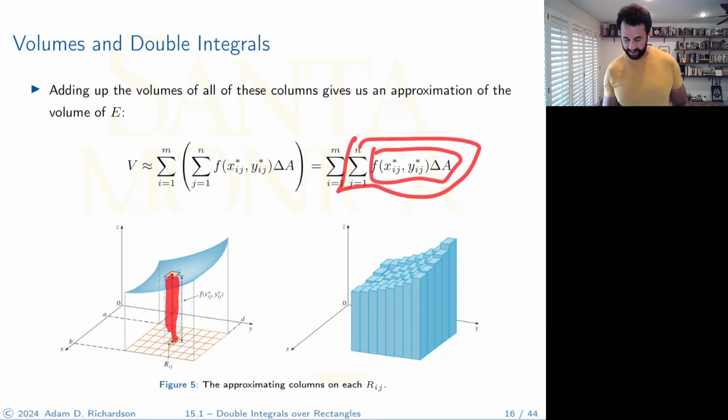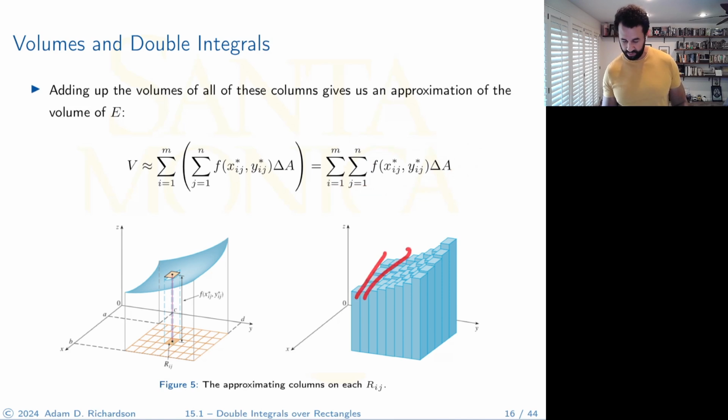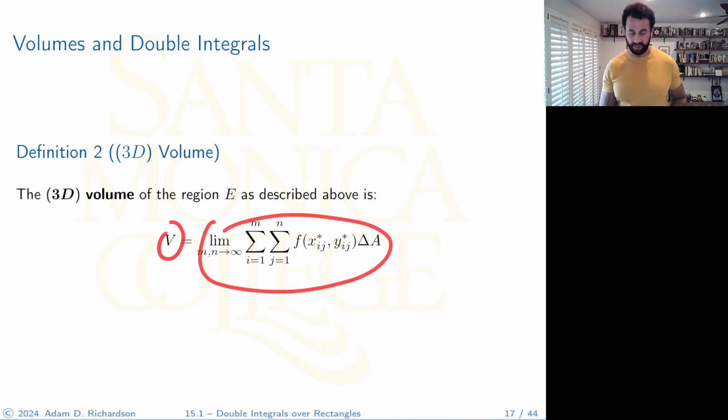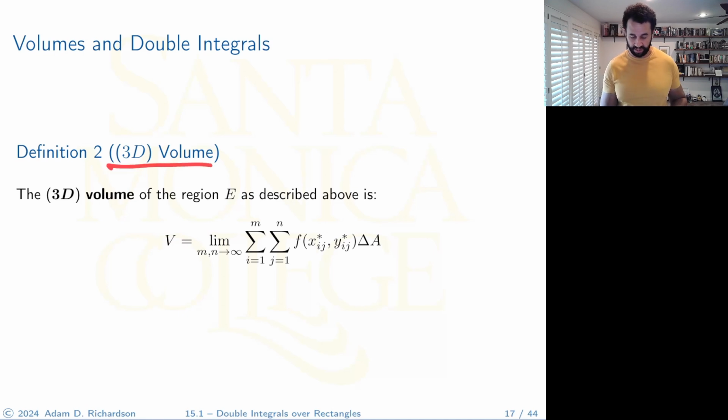Then this says to add up all the volumes in one row, and then this says to do it for each one of those. That's what the formula says, and that will give you an approximation of the volume of the region under that surface. Now, how do we define the exact volume? Same way we did in the past. We take the limit as the number of subrectangles goes to infinity, and if this limit exists, then the exact three-dimensional volume of that region is the limit of these Riemann sums.